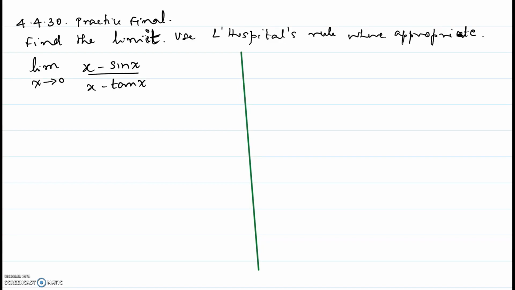Hi, in this video, I will be showing you problem number 4.4.30 of the practice final. This is from chapter 4, section 4 and problem number 30. Find the limit. Use L'Hopital's rule where appropriate. Limit as x approaching 0, (x minus sin x) over (x minus tan x).